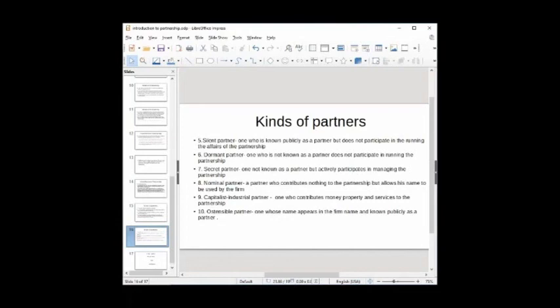And a nominal partner is a partner who contributes nothing to the partnership, but allows his name to be used in the firm. A capitalist industrial partner is one who contributes money, property, and also services to the partnership. And the last one is the ostensible partner, one whose name appears in the firm name and is known publicly as a partner.